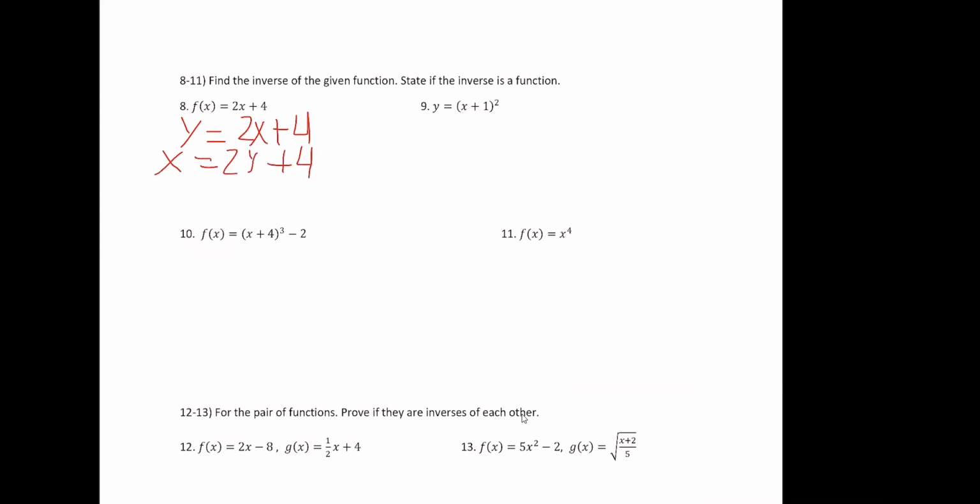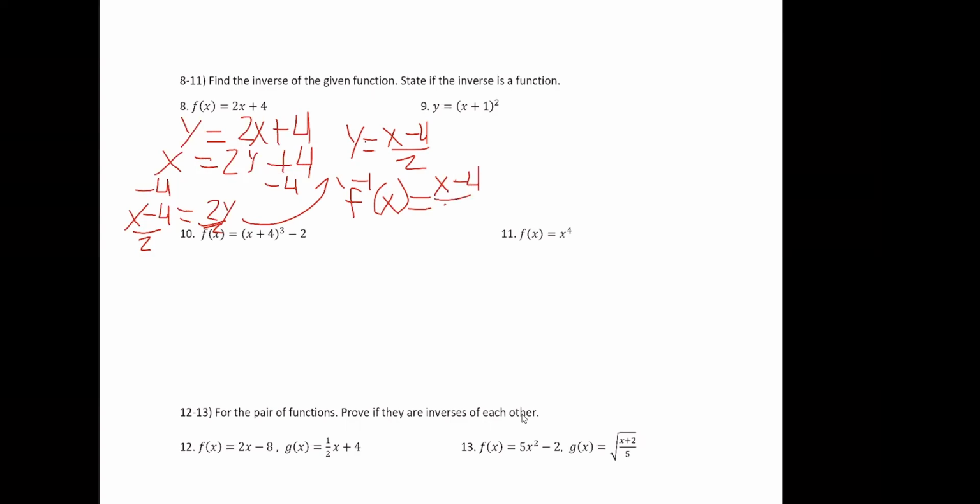Some of these are going to be easier than others. But if you subtract the 4, and divide by 2, sorry, I write way too big, you basically get y equals x minus 4 over 2. I know Delta Math was picky. They would want you to write that as 1/2 x minus 2. I don't care if you leave it like this or simplify it, but remember, you should write your final answer with this inverse notation. So this would be your final answer.